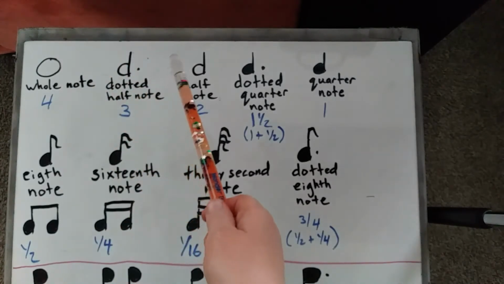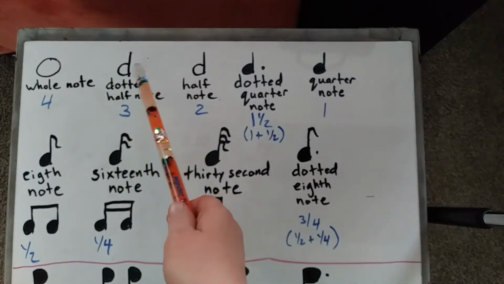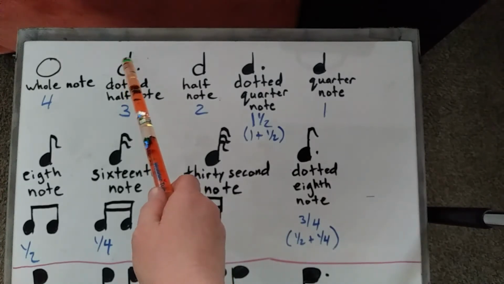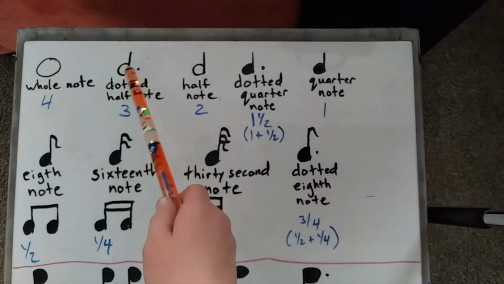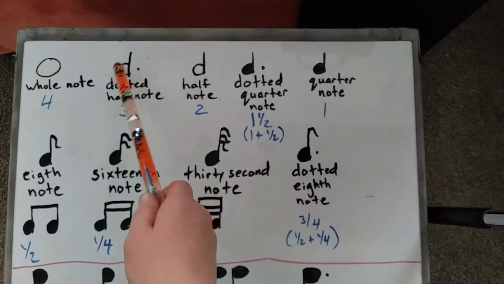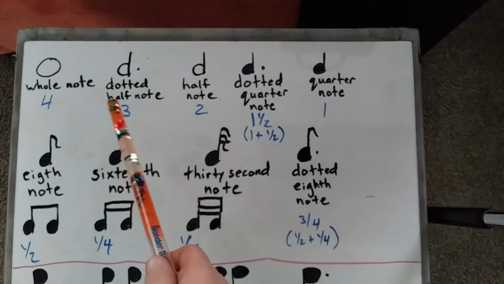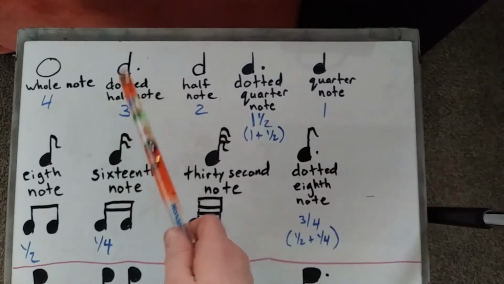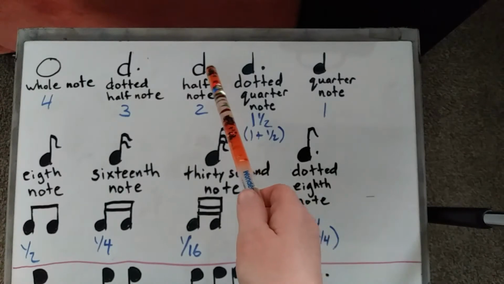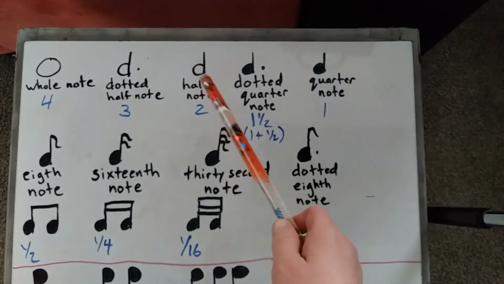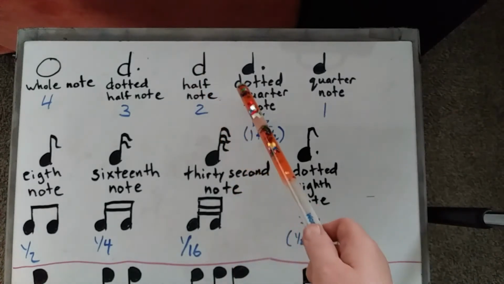Next on our list, we have a dotted half note. It's a kind of standard note shape that you see. It has a note head and it has a stem. It also has a dot to the right. And you'll notice the note head is not filled in. It is blank. A dotted half note is worth 3 counts. A half note is standard note shape, note head and stem, not filled in the note head. A half note is worth 2 counts.